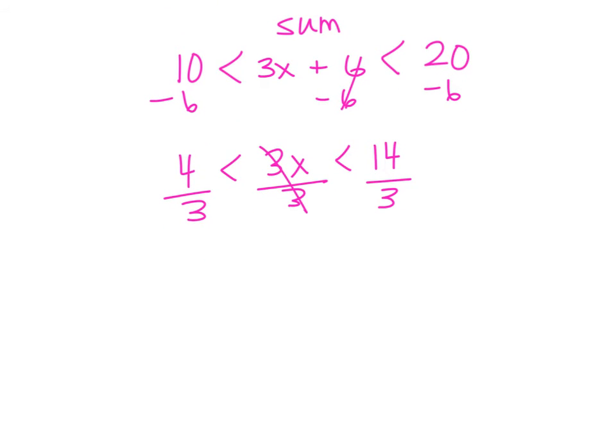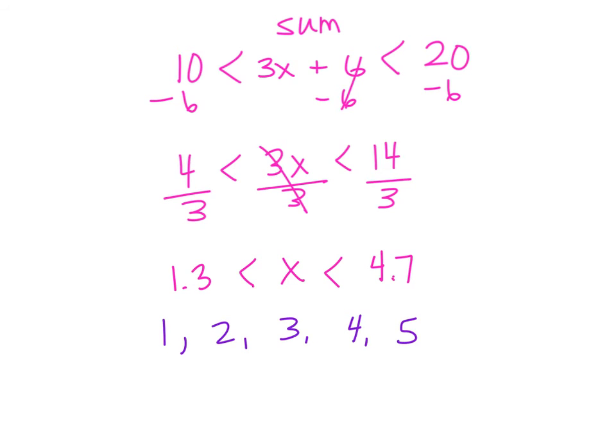Alright, so let's look at this. 4 divided by 3 is 1.3 repeating. I'll round it to the nearest tenth. Is less than x, which is less than 4.6 repeating, or let's say 4.7. So we're looking for integers between those two numbers. So 1.3, the next one, so here I'll just do this again. 1, 2, 3, 4, 5. All right, the 1 does not work because it's too small. X has to be greater than 1.3.